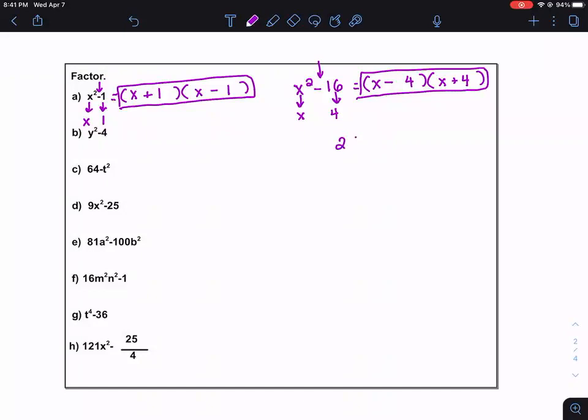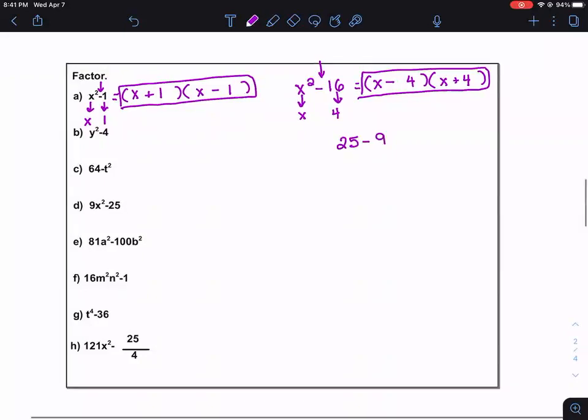So let's do 25 minus 9x to the second power. So just write that in your notes. I'll give you a moment. So I have a minus in between. By the way, if there's a plus in between, it's not a difference of squares. I always have people ask me that. So let me reiterate: if there's a plus in between, it is not a difference of squares.